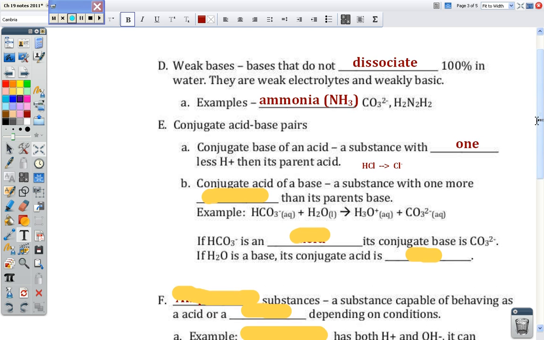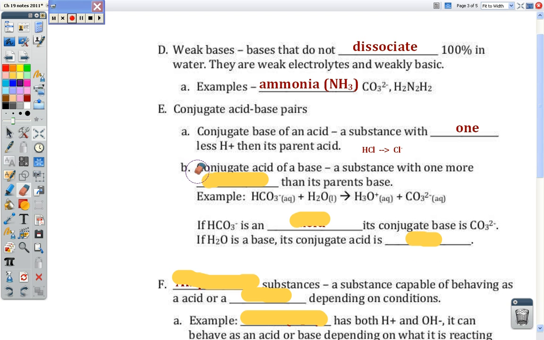Then we also have the conjugate acid of a base. The first is the conjugate base of an acid. Now we have the conjugate acid of a base, which is the other way around. It's a substance with one more proton than its parent base. So, for example, HCO3 minus. Yes, there's an H on the front, but it's got this minus here, which means it can be a hydrogen ion acceptor. Actually, wait a second, I lied. This would donate the proton, and so this would be the acid.